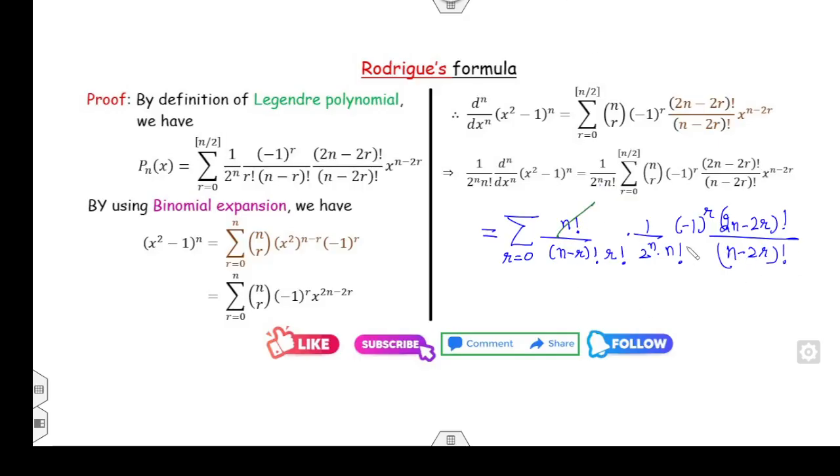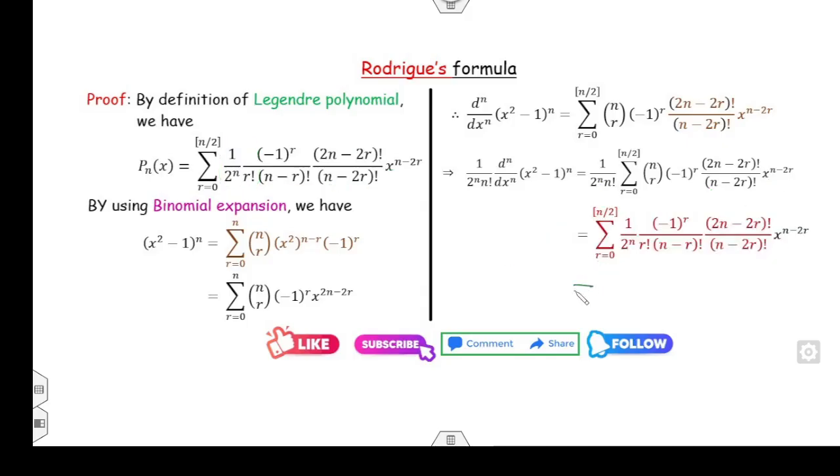Now clearly say n factorial and n factorial cancel out. तो बाकी आप चेक करो, यही expression बच गया. 1/, ये हो गया n minus r factorial, minus 1 की power r, 2n minus 2r, n minus 2r, and x की power n minus 2r. So which is nothing but my Pn, और यही आपके पास Rodrigues formula है, and that is the required proof of the Rodrigues formula. Fine.